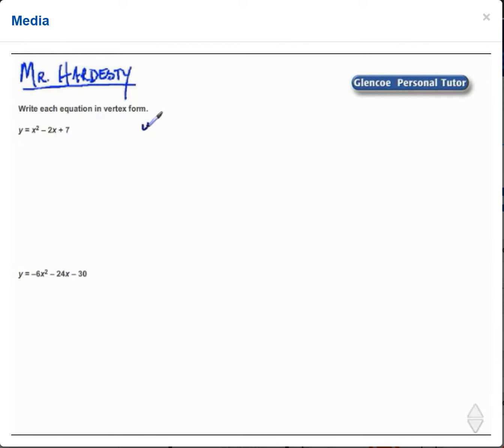Vertex form, we know, is y equals the quantity x minus h squared plus k, where the ordered pair (h, k) always represents the vertex of our quadratic equation. That is, the bottommost point of our parabola if we were to graph. To do that, we will complete the square.